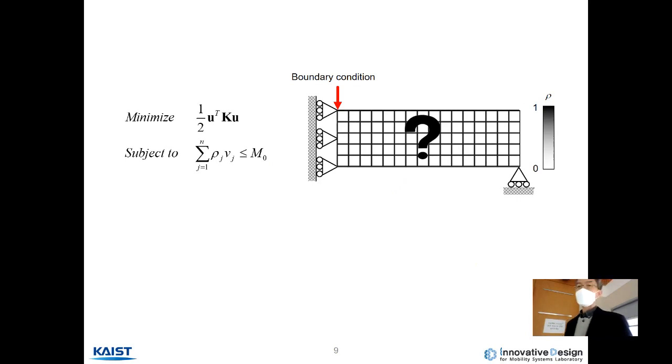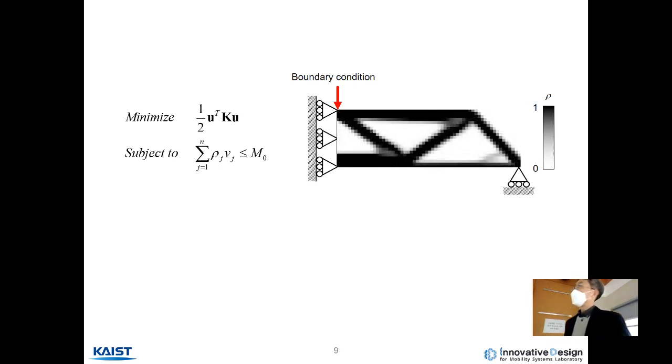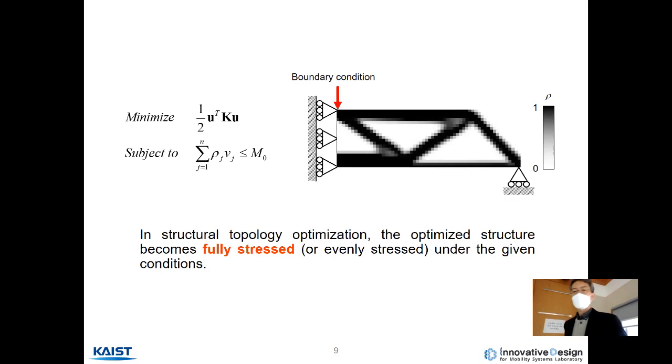Then, we set the specific boundary condition, loading and geometric boundary condition, and then we set the optimization formulation. The objective function in this case is compliance minimization and the constraint function is typically material or volume usage. Then, using sensitivity information, we can obtain the optimal material distribution like this. So in structural topology optimization, the optimized structure becomes fully stressed or ideally evenly stressed under given conditions.